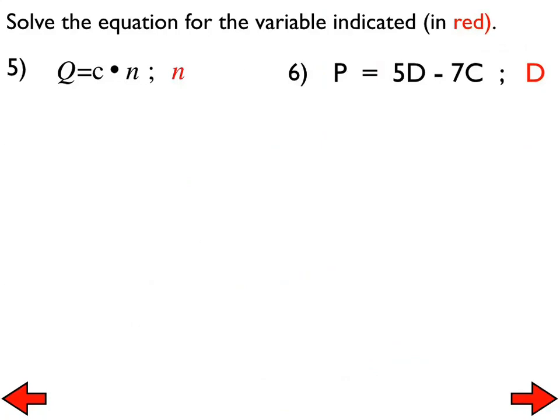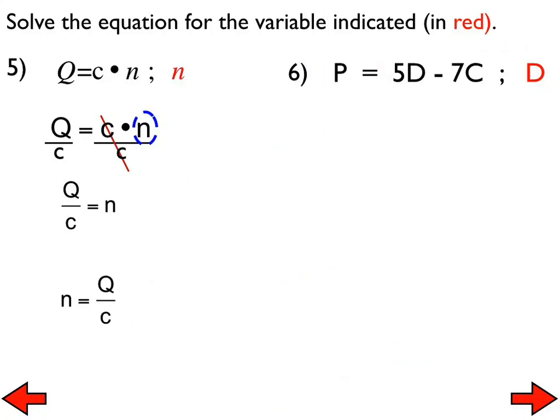Q over C equals N, so Q is given in terms of C and N. But Q is already given in terms of C and N. What is your answer? Oh, N is in terms. N is given in terms of Q and C. Very good. So we need to get N by itself. We divide both sides by C. And now that gives us N is equal to Q over C. So N is given in terms of Q and C.